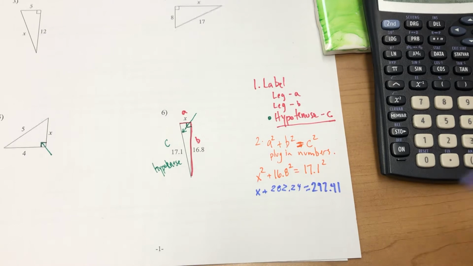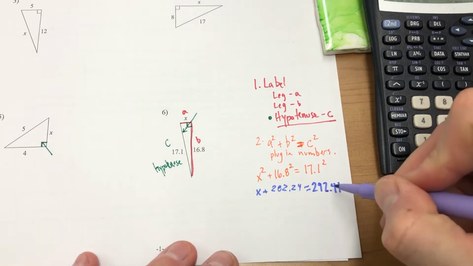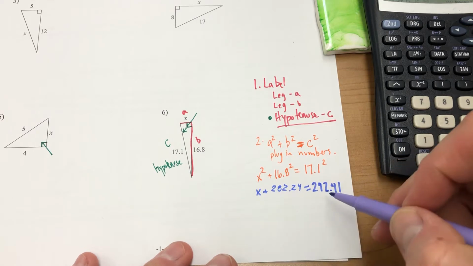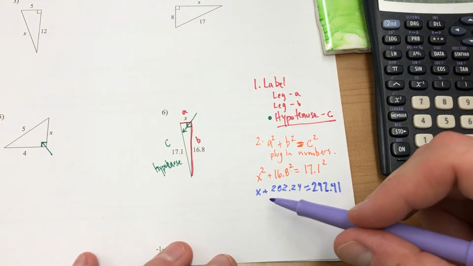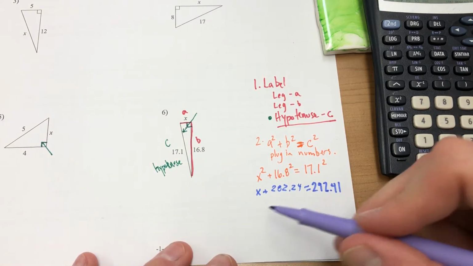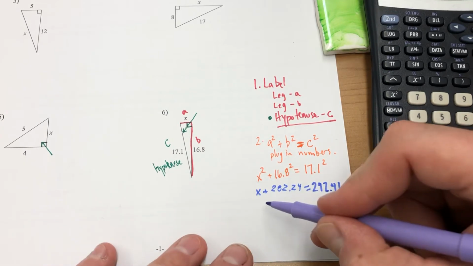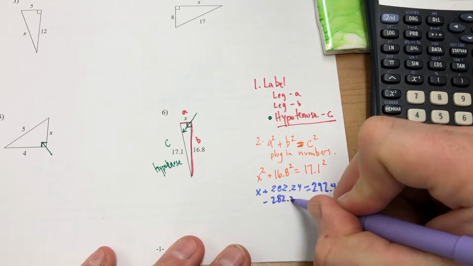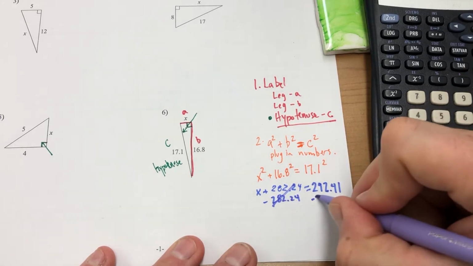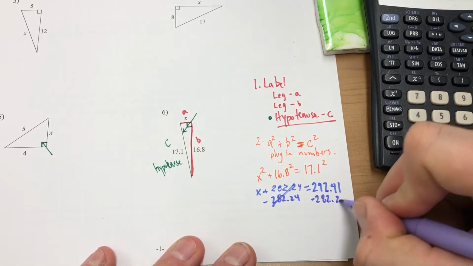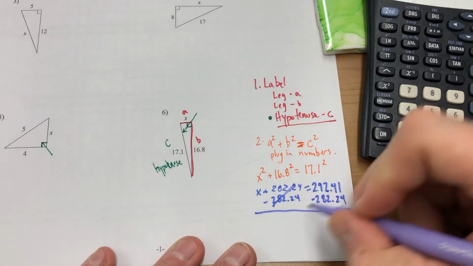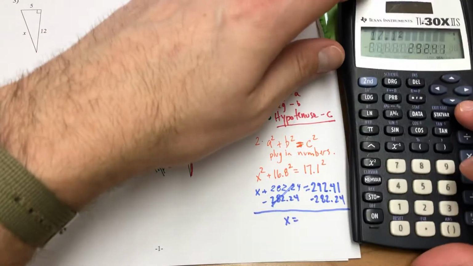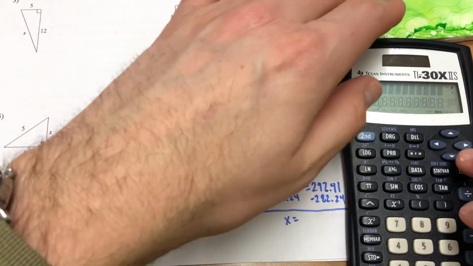But now what I'm doing is I'm just solving for x. So if this was like x plus 3 equals 5, you know what you'd do. You'd subtract 3 from each side and you get x equals 2, right? We're going to do the exact same thing here. So minus 282.24, minus 282.24. Okay, and then I get x equals, so I have to subtract that out.